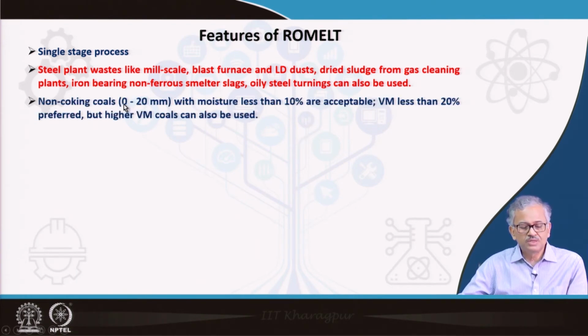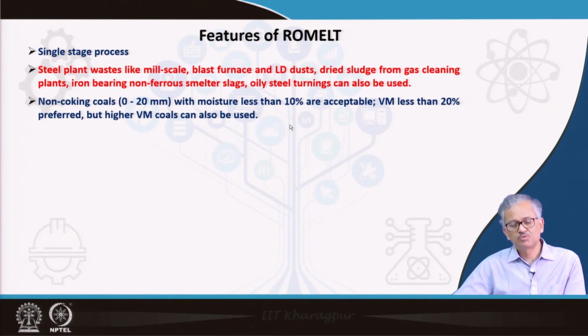Non-coking coal, usually up to 20 millimeter size, not bigger than that, is favored. Up to 20 millimeter size you can use, because then the burning efficiency becomes higher, and with moisture less than 10%, because the higher the moisture, the lower your burning efficiency and the flowability of the coal.